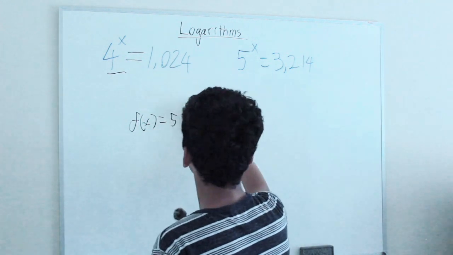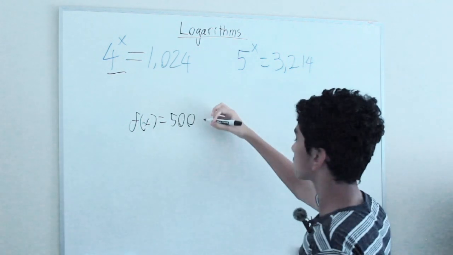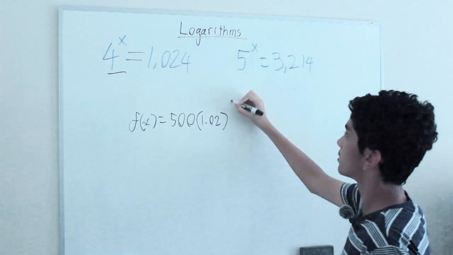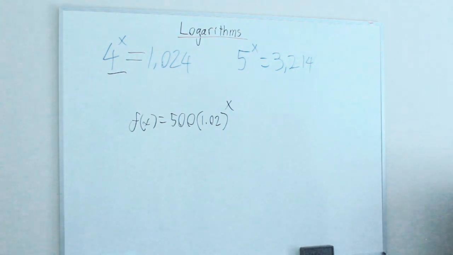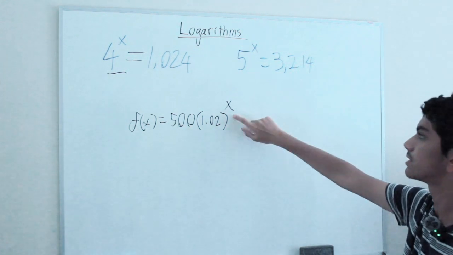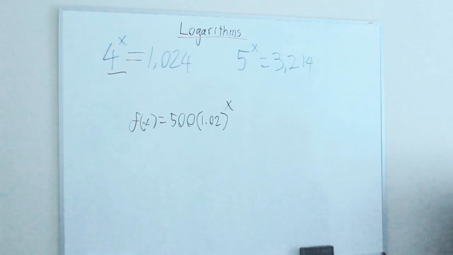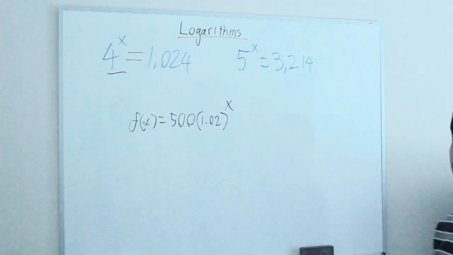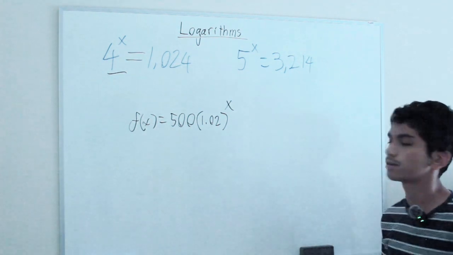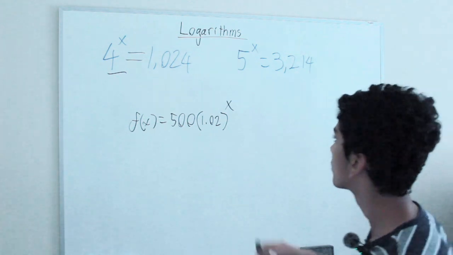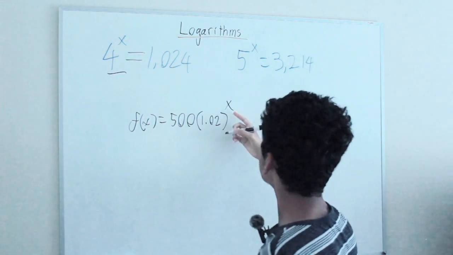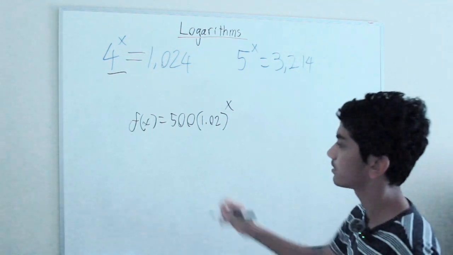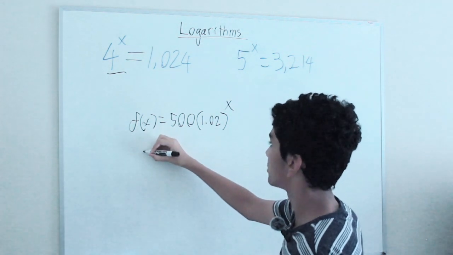Okay, this is the real one. 500 times the interest rate, so 1.02 to the power of x. So this is the starting amount, this is the interest rate, and this is the number of years. So now let's say that we're asked, in how many years will the bank account reach $100,000? In this case, x is the number of years. We're trying to solve for x. So we have to use a logarithm to set up our algebra equation.